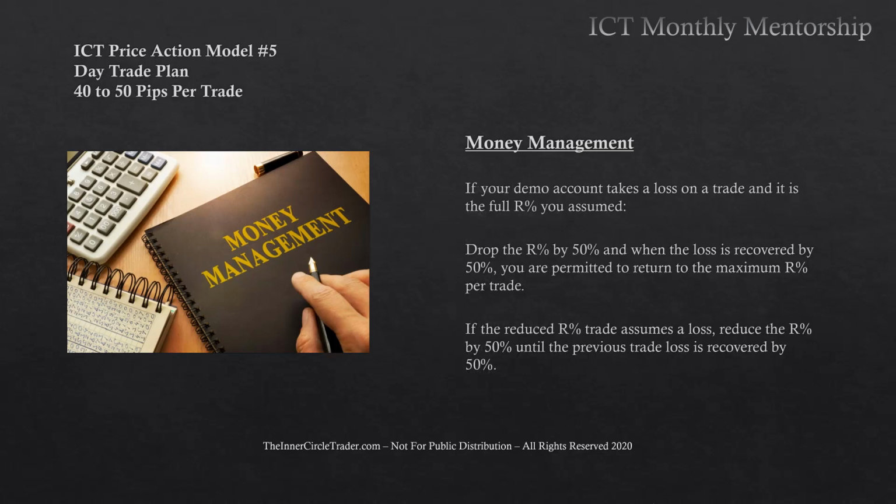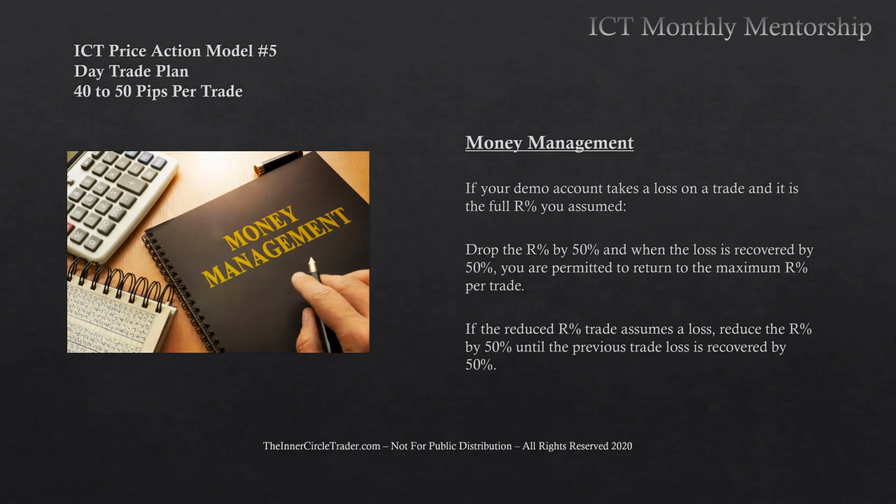But I like to say this one all the time. This is one that needs to be reminded of multiple times. If your demo account takes a loss on a trade and it is the full R% that you assumed, in other words, the risk that you were assuming for that trade, if it's a complete washout, you get stopped out at your maximum, you're going to drop the R% by 50%. And when the loss is recovered by 50%, like if you lost $100, if you make $50 back, then you're permitted to return back to the maximum R% per trade.